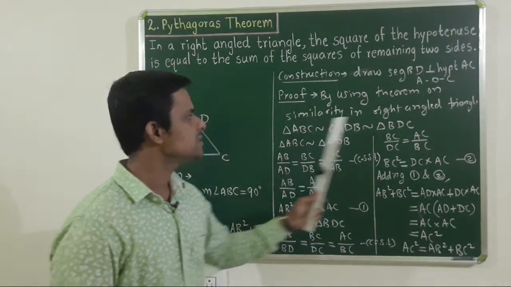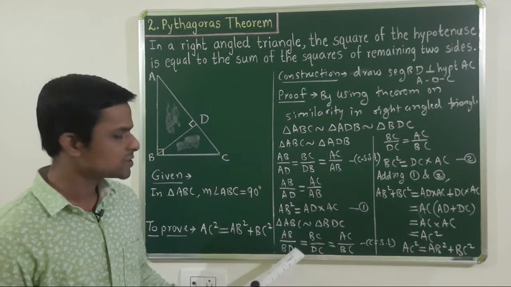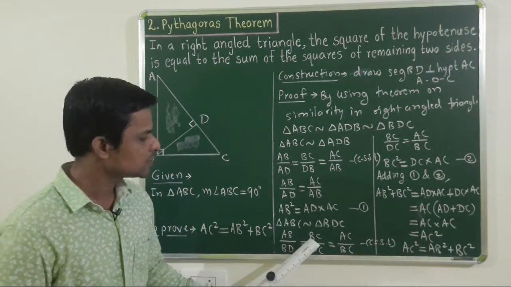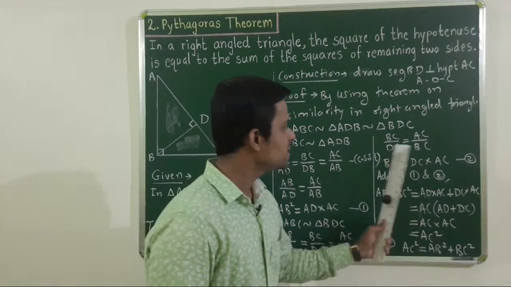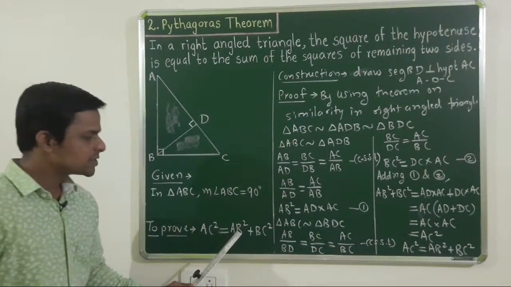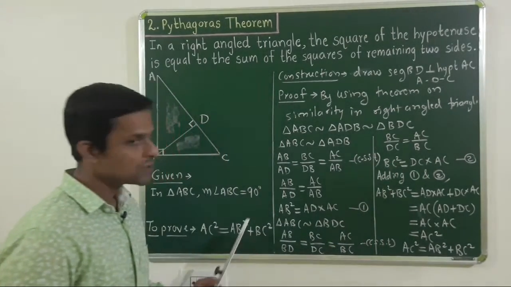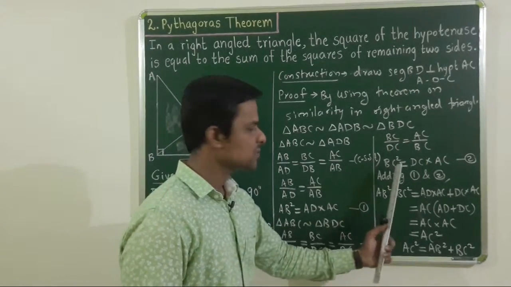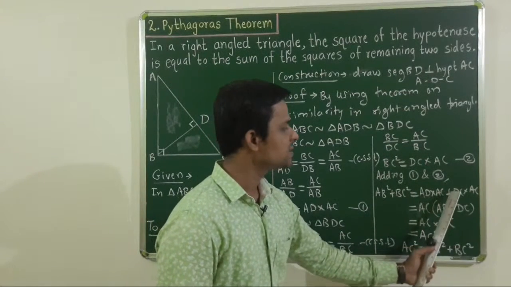Hence triangle ABC is similar to triangle BDC. Ratios of corresponding sides are in proportion by using CSST, again by using two ratios which have common side, that is BC, we will get BC square is equal to DC into AC. Statement number 2. But we want AB square plus BC square. Therefore adding 1 and 2, we will get AB square plus BC square is equal to AD into AC plus DC into AC.